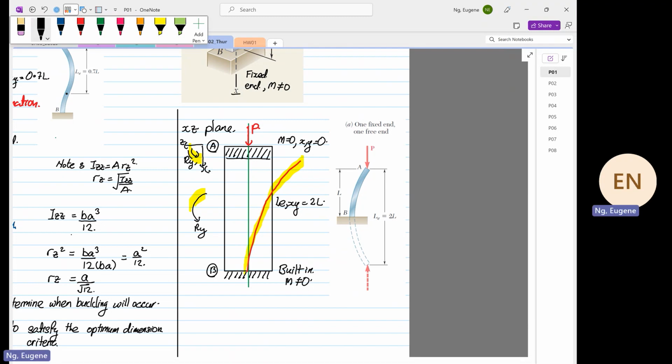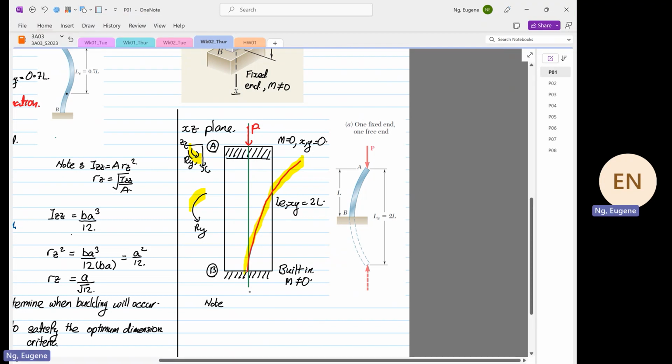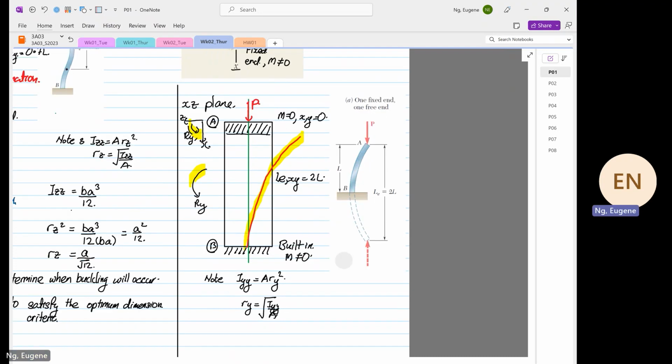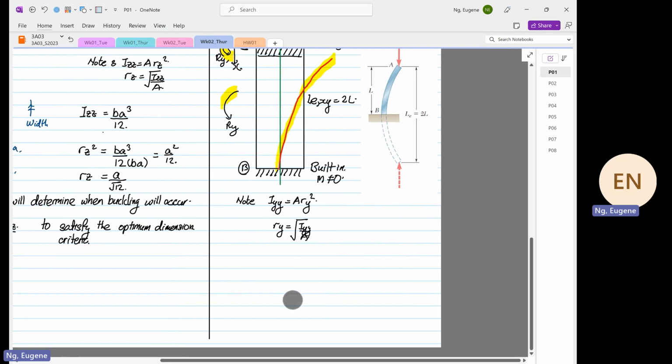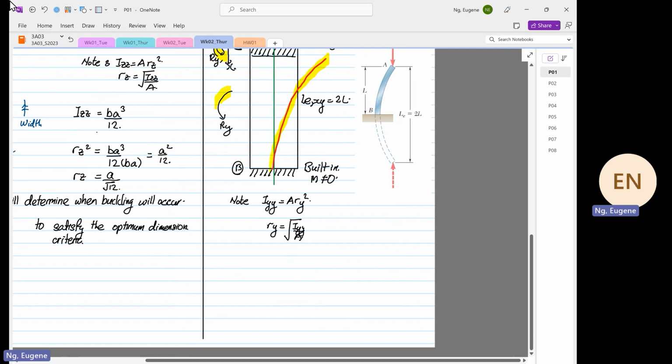So for this case, we know we have to use IYY. So we note that IYY is equal to A RY squared, the radius of gyration squared. So we also know that RY is equal to the square root of IYY over A. So next we have to determine what is our IYY.